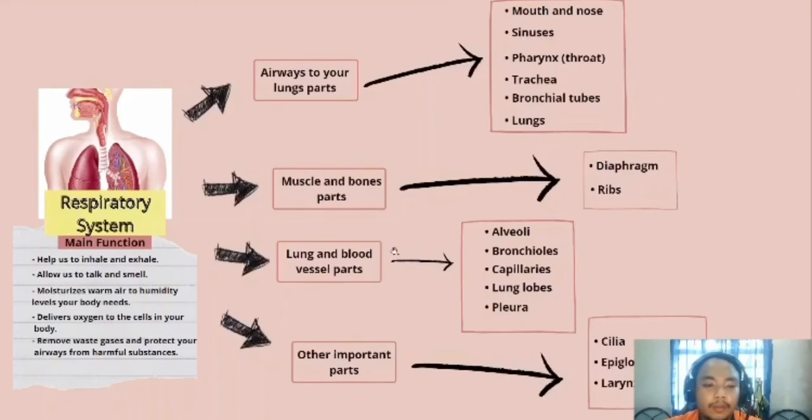Okay, we are going to the third part, which is the lung and blood vessel part. We have alveoli.